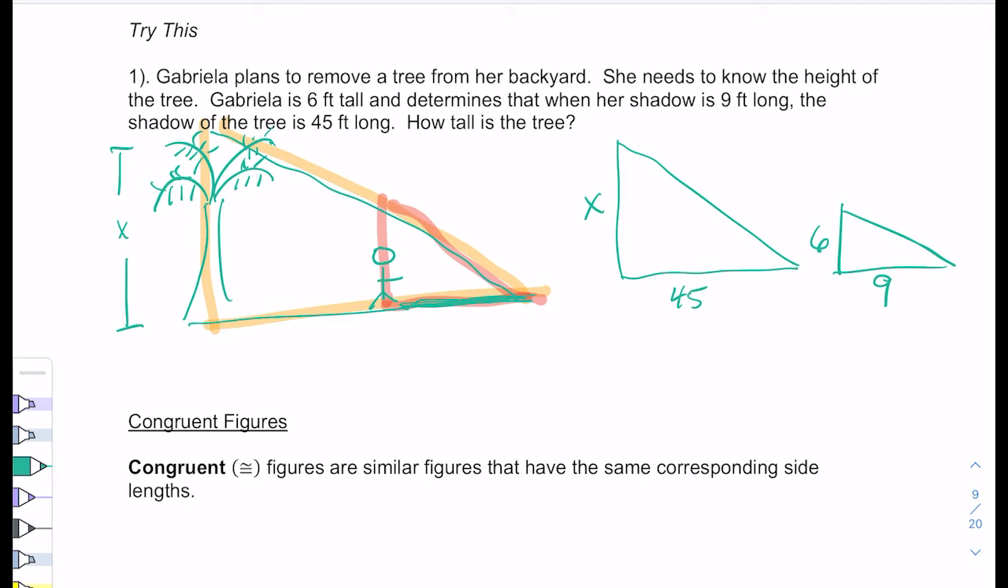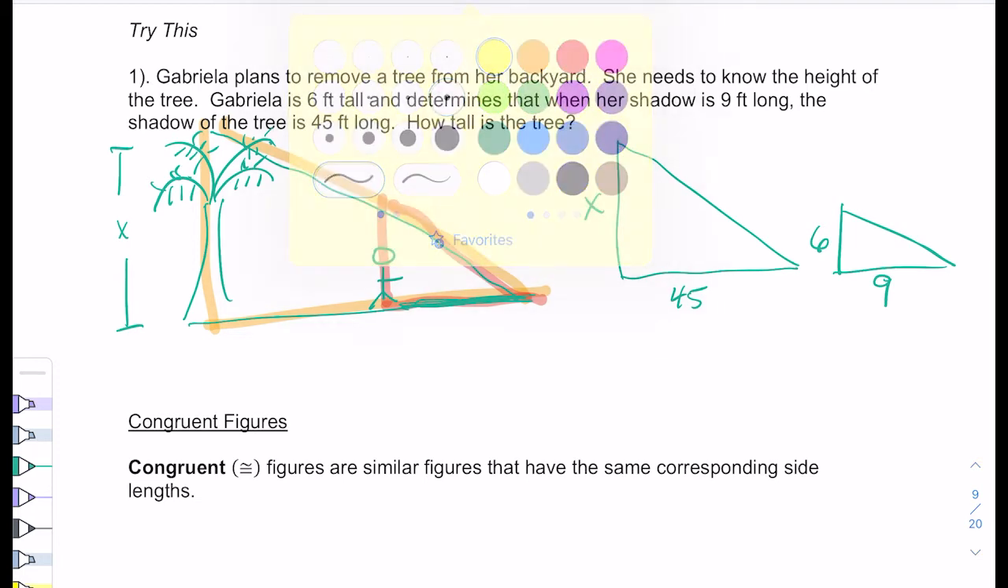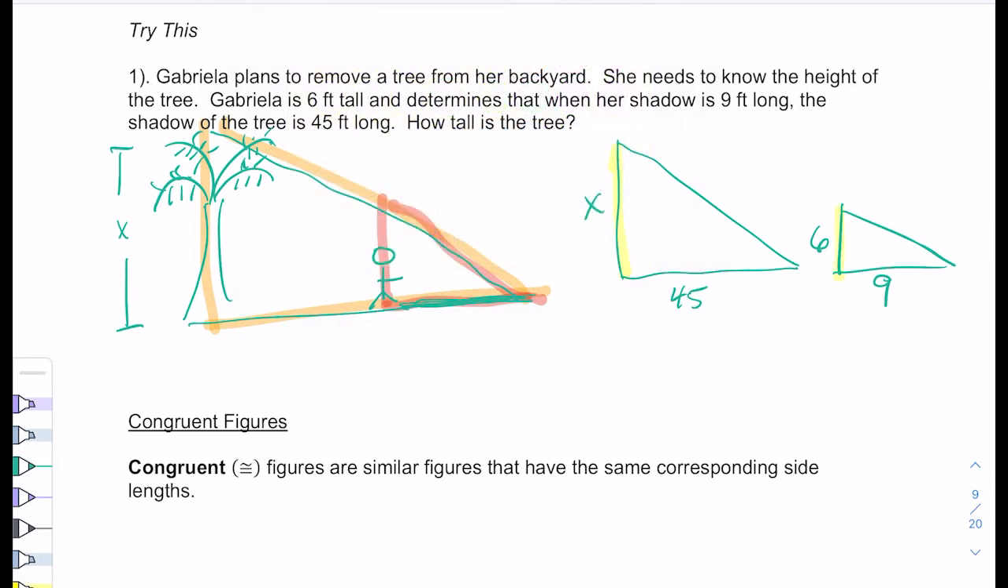So how are we going to solve this? We're going to set up a proportion. So I'm going to match up my sides. So I've got x over 6 equals 45 over 9. By the way, that's not the only way you could set up that proportion. There's other ways you could have done it and arrived at the same answer.